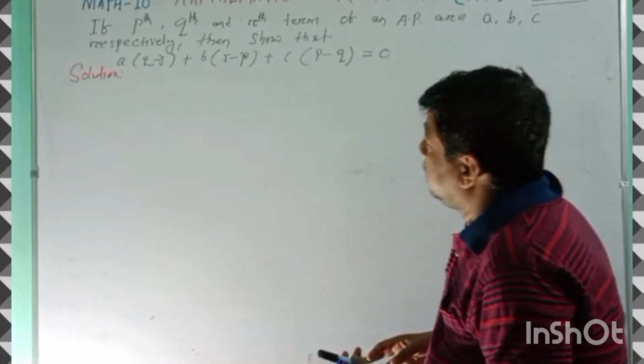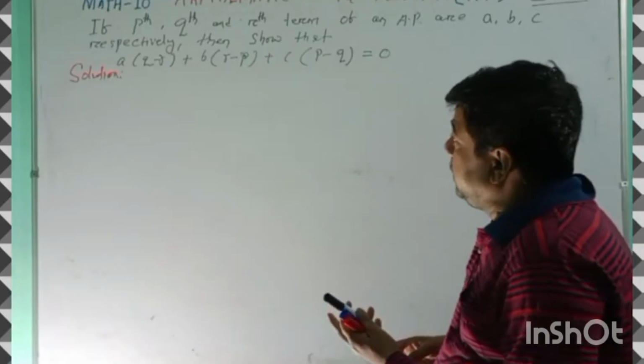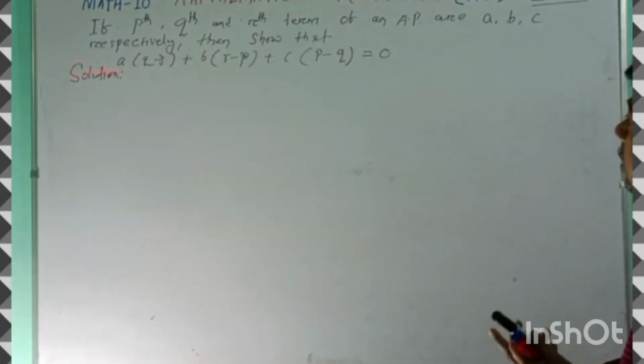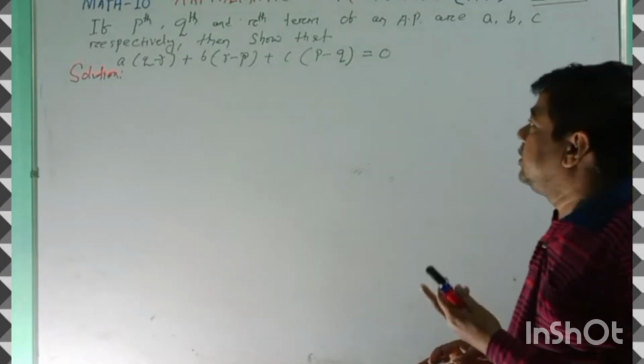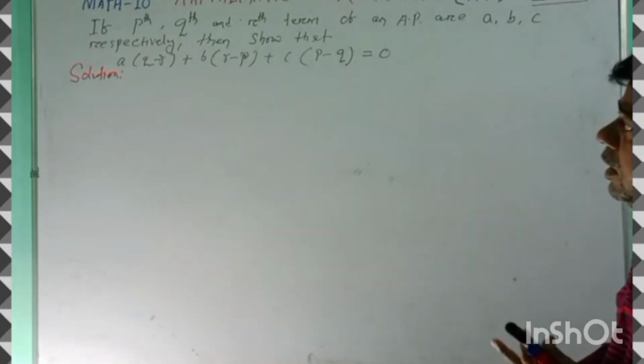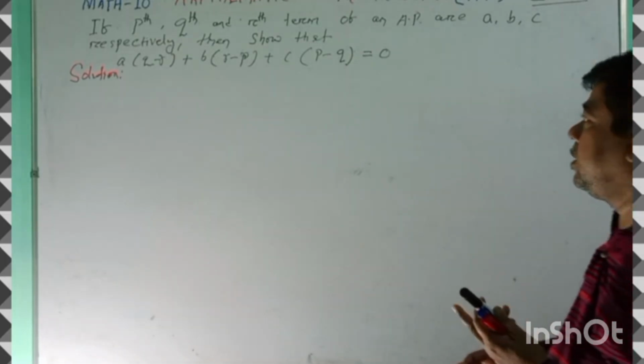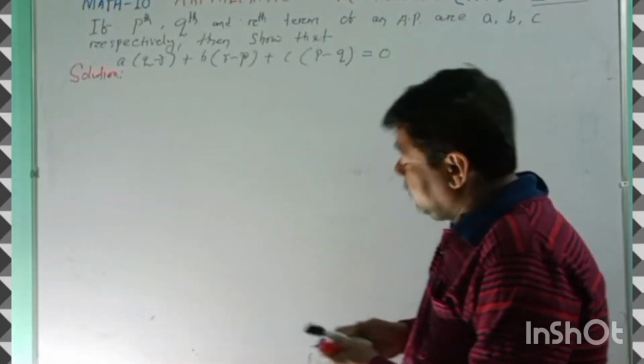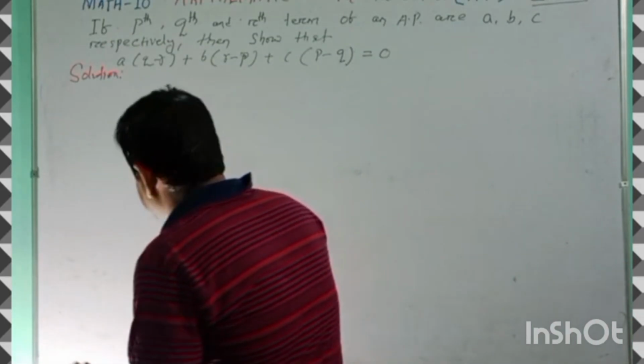Let's see. Here the problem is: if the pth, qth and rth terms of an arithmetic progression are a, b, c respectively, then prove that a into (q minus r) plus b into (r minus p) plus c into (p minus q) is equal to 0. Okay, let's see this interesting question. Here I am going to discuss it for you.